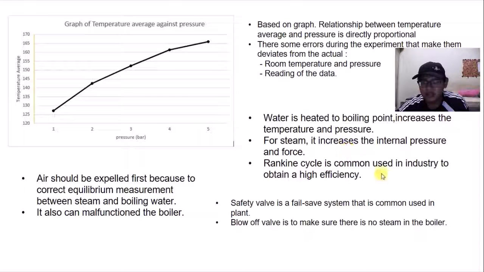Okay, the common use of this experiment is the Rankine cycle, where they use it to obtain a high efficiency of the system. And as for the Rankine cycle, we have 4 components, which are boiler, condenser, pump and turbine. And as for the safety valve and blow valve in this experiment, it is used as a fail-safe system that is commonly used in plants. Okay. And then the blow-off valve is to make sure there is no steam in the boiler.